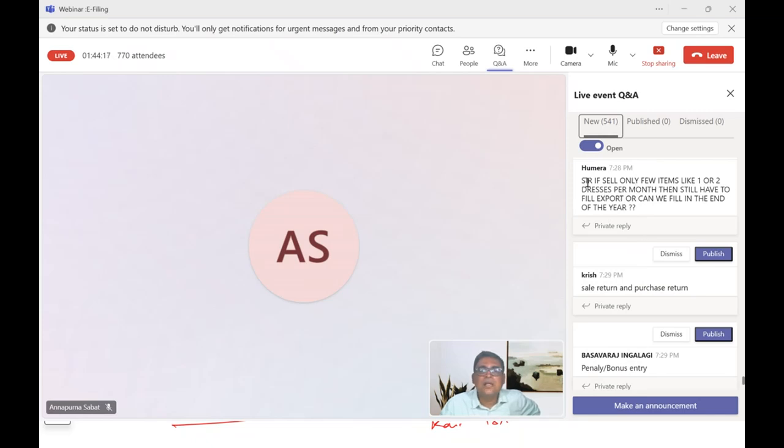Humera is asking, if I am selling only a few items, like 1 or 2 dresses per month, do I still have to file, or can we file at the end of the year? If you are a regular registered person, you are supposed to file on a monthly basis, unless you are under the QRMP scheme, in which case you are supposed to file quarterly. Whether it is one piece or even no sale during the period, you are required to file a nil return.